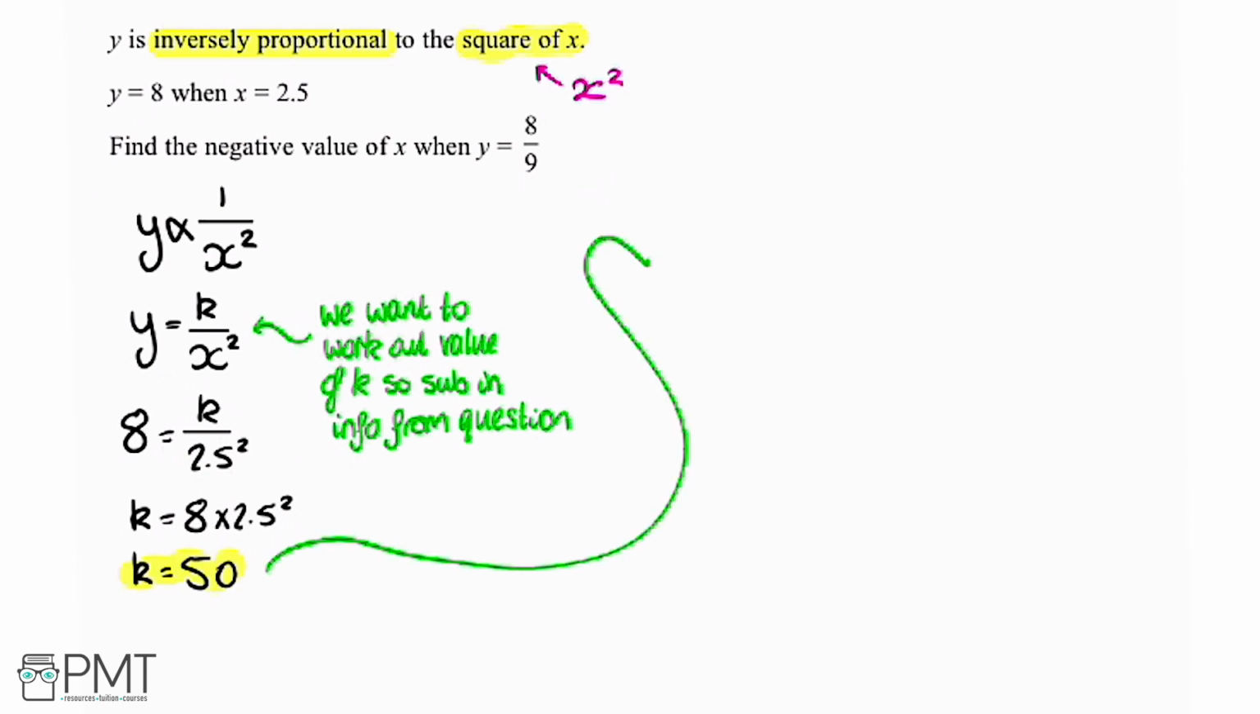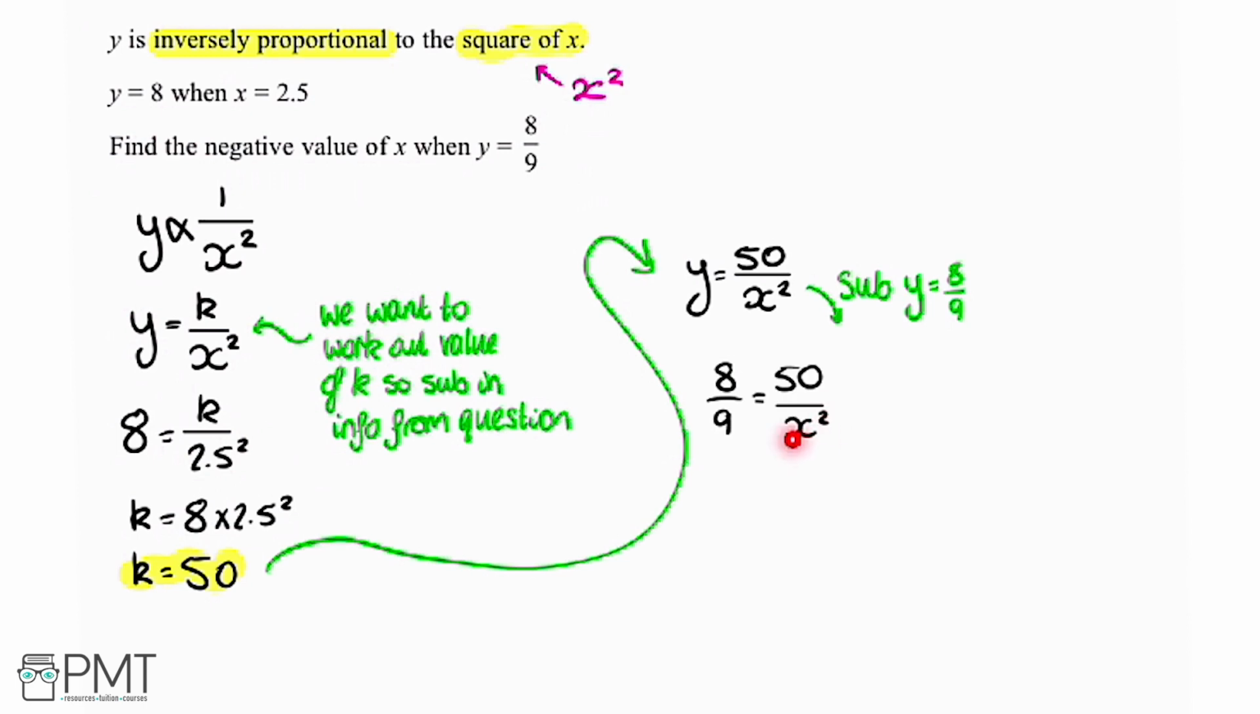We can now use this k value being 50. So we had over here that y equals k over x squared. Well, we now know the value of k. So updating this, we've got y equals 50 over x squared. Now we want to find the negative value of x when y is 8/9. So let's sub y is 8/9, giving us 8/9 equals 50 divided by x squared.